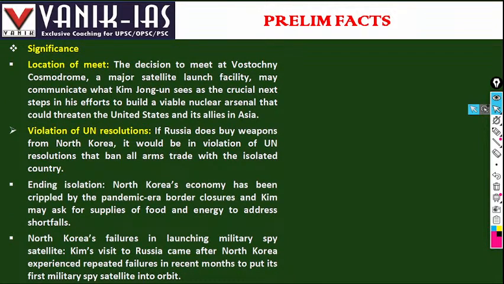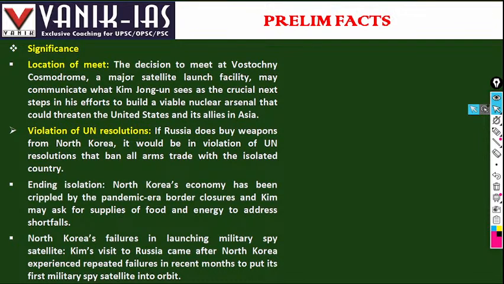Significance of the location of the meeting. The decision to meet at the Vostochny Cosmodrome, a major satellite launch facility of Russia, may communicate that Kim Jong Un sees it as a crucial next step in his effort to build a viable nuclear arsenal that could threaten the United States and its allies in Asia.